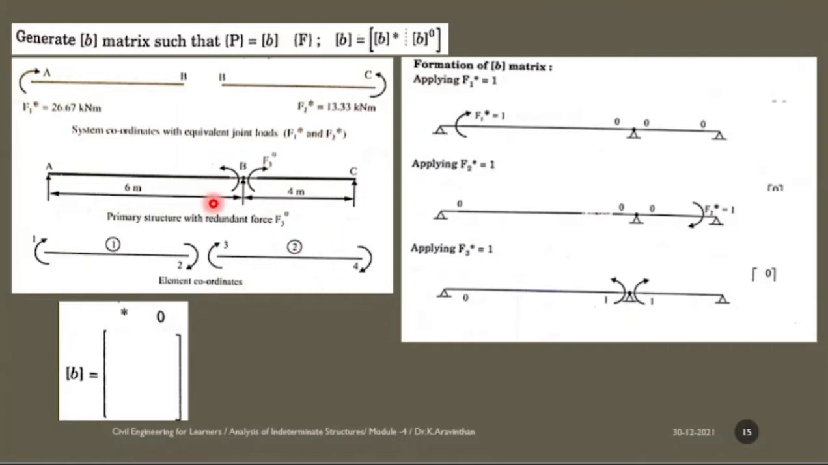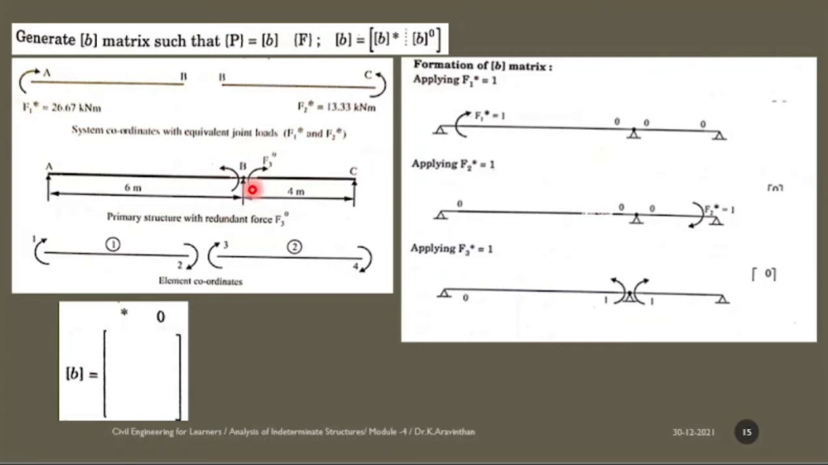Now what you have to do is write the primary structure. So this is the primary structure, that is, you have two elements, and you got F star 1 of 26.67 and F star 2 as 13.33. At B you have a negative moment, hence it is termed F3, that is F0. So you have these elements, that is, the redundant force and the applied force.